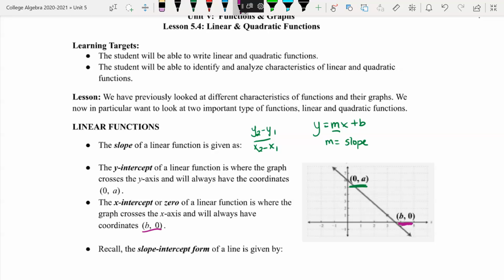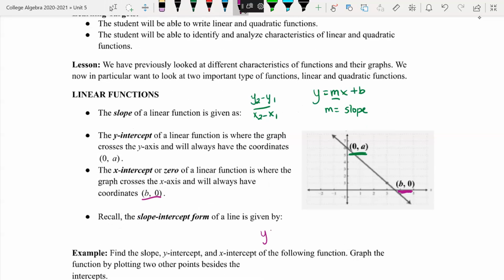And recall, slope-intercept form of the line is given by y equals mx plus b. We went over that. However, m is your slope. B is your y-intercept. So it's very important that you know which one's which so you can recognize it. It makes it a lot easier to graph.